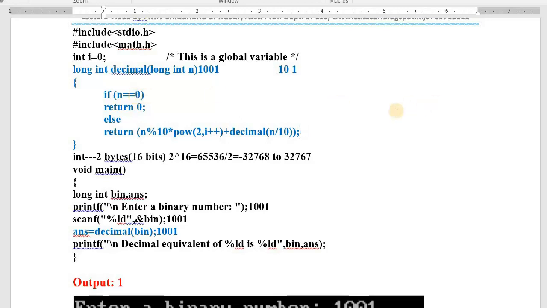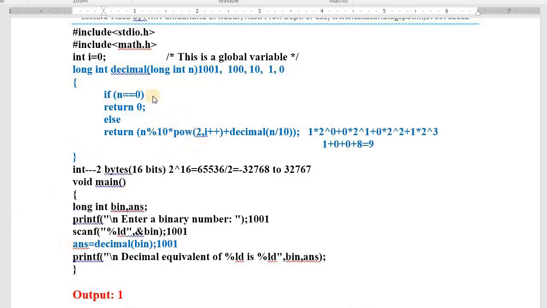That means the first call is waiting here for the results. The first time, 1 was given, no? 1 into 2 raised to 0. It was waiting for the input. Next 0 into 2 raised to 1 plus. Next what happened?